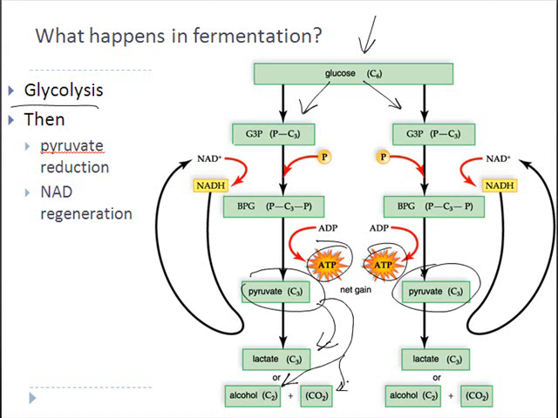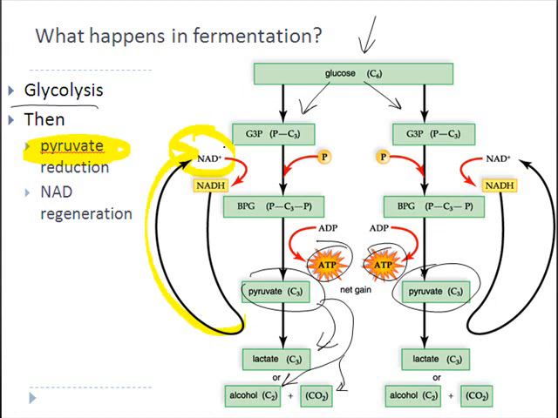Now, this process is a process of reduction. We are reducing the pyruvate. And in the process of reducing the pyruvate, we make either lactate or we make alcohol and carbon dioxide. And why would we do that? Well, we would do that because by converting pyruvate into lactate, we can regenerate new molecules of NAD plus from NADH. And why do we care about doing that?